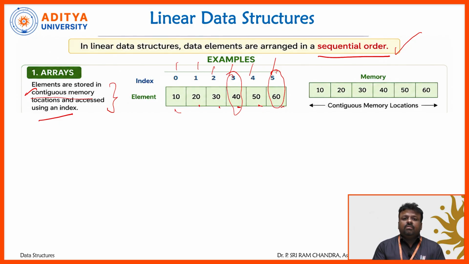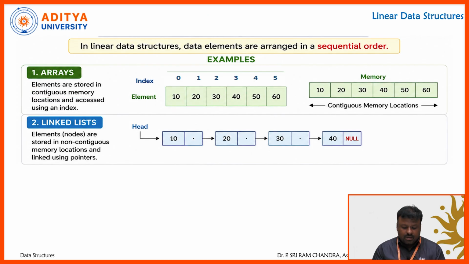Whatever the index value I would like to retrieve, based on that index value, the data will be retrieved accordingly. And the primary limitation of arrays is fixed size. If at all you want to increase the size, it is not possible here. And to overcome that limitation, linked lists were developed.